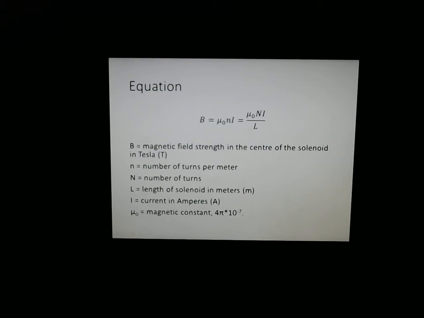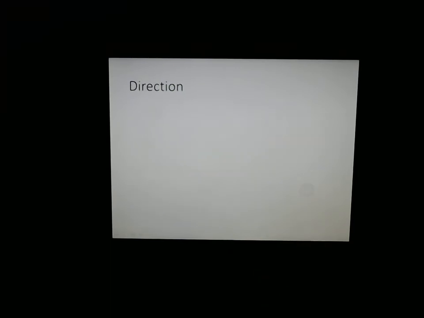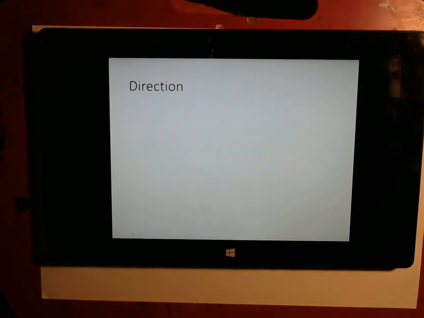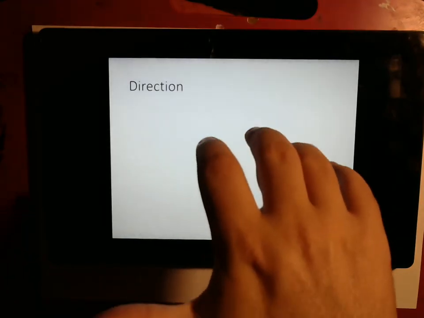Now, how do we do direction? To do direction, we have another right-hand rule. I'll turn on the light for this so you can see my hand. If your fingers curl in the direction of the current, I'll do it this way.